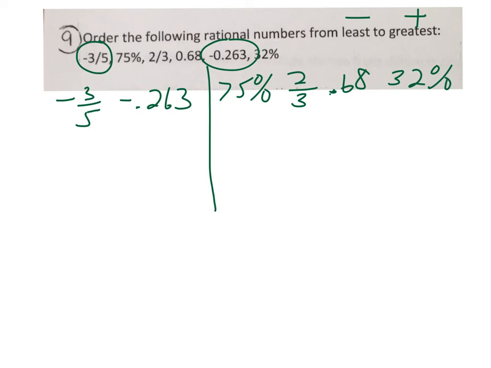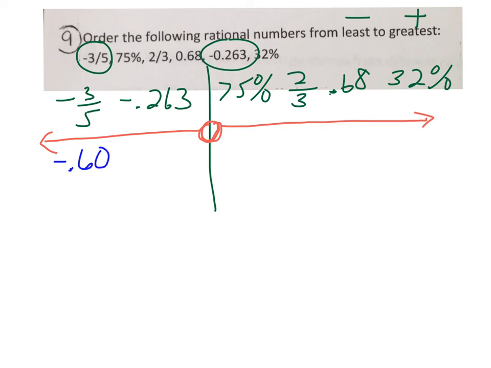Before you begin, you must know that this is your 0. Your positives must grow out this way. Your negatives get smaller this way, meaning larger digits that way. Now you should have this one memorized. This one is 0.6, and you could put a 0 on there. And this is 0.263. 75% is 0.75. 2/3 is 0.66. You have 0.68 already, and this is 0.32.